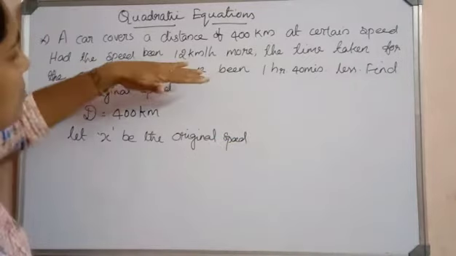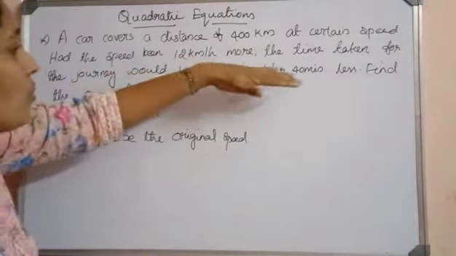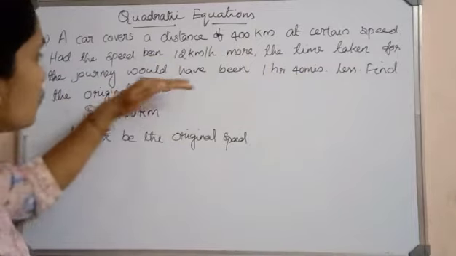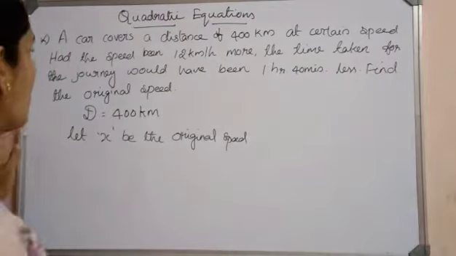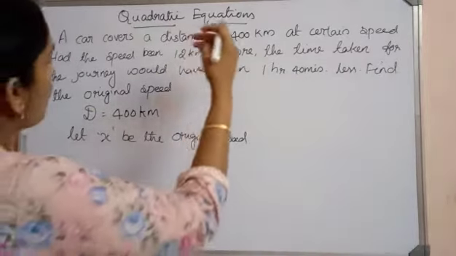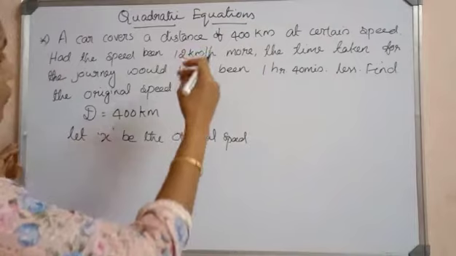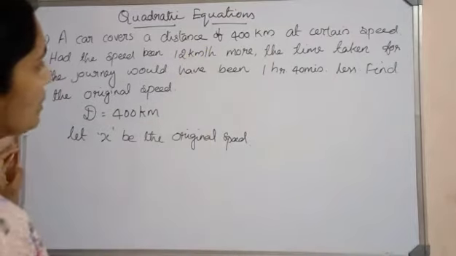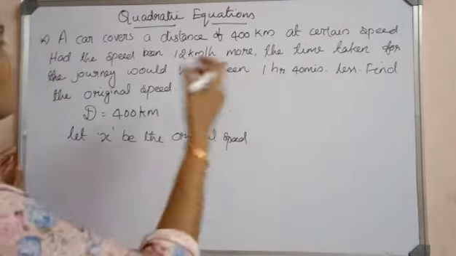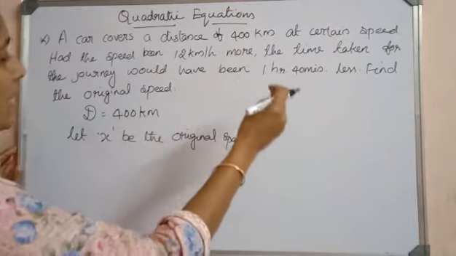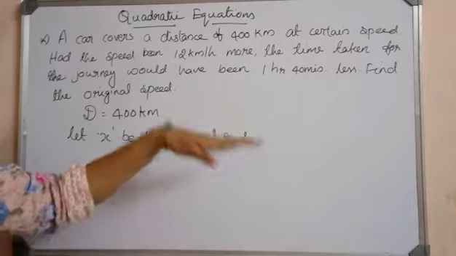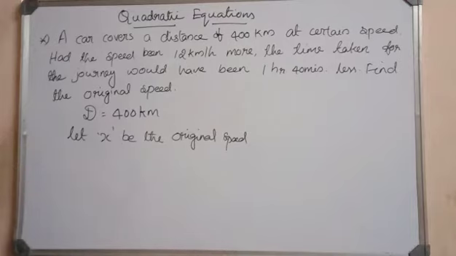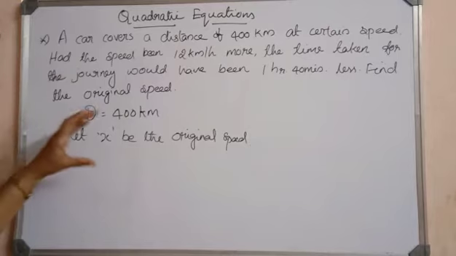Had the speed been 12 km per hour more, the time taken for the journey would have been 1 hour 40 minutes less. This is the second condition given. That means if the speed would have been increased by 12 km per hour, the time taken would have been reduced by 1 hour 40 minutes. So when there is a change in the speed, there is a change in the time here. So we have to relate all the three data and frame an equation.